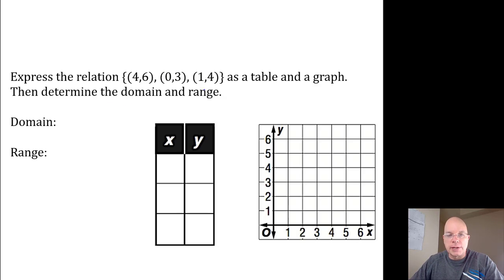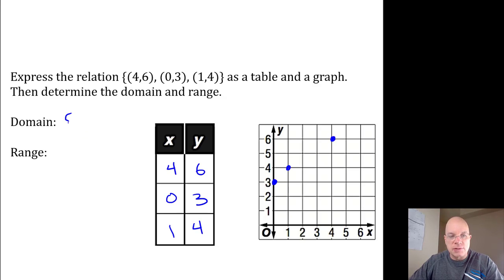Okay, if I put this relation into a table form, I have (4, 6), (0, 3), and (1, 4). When I graph it, (4, 6) is 4 to the right and up 6. For (0, 3), 0 x means I don't move right or left at all, but I go up 3, positive 3 for y. And (1, 4) is 1 to the right and up 4.